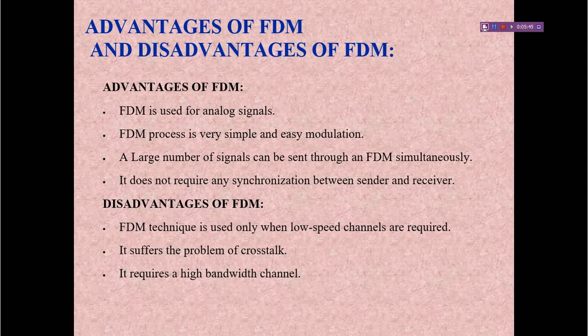Then advantages of FDM and disadvantages of FDM. Frequency division multiplexing is used for analog signals. This process is very simple and easy modulation. A large number of signals can be sent through an FDM simultaneously. It doesn't require any synchronization between sender and receiver. Then disadvantages of FDM. FDM technique is used only when low speed channels are required. Means it can be used in low speed channels. It suffers from the problem of crosstalk. It requires a high bandwidth channel.